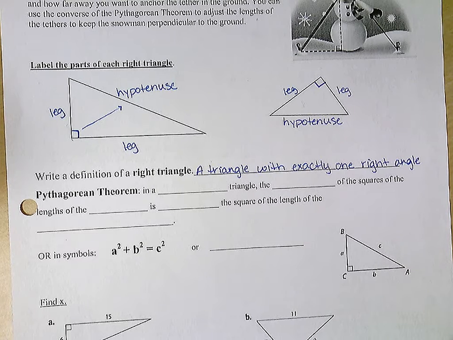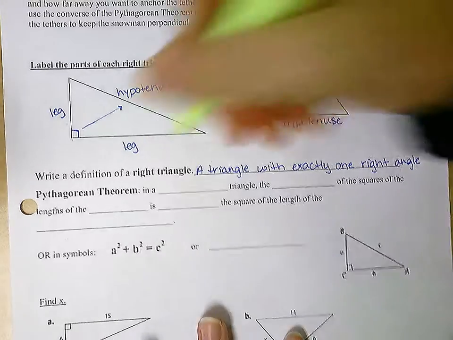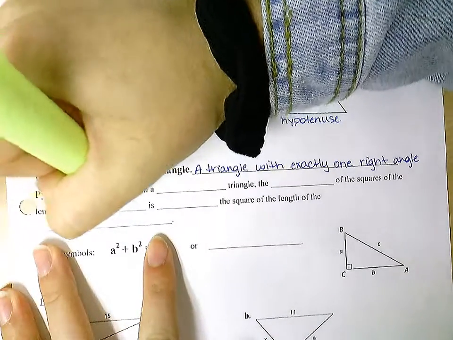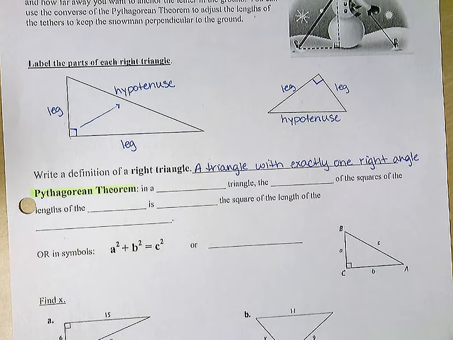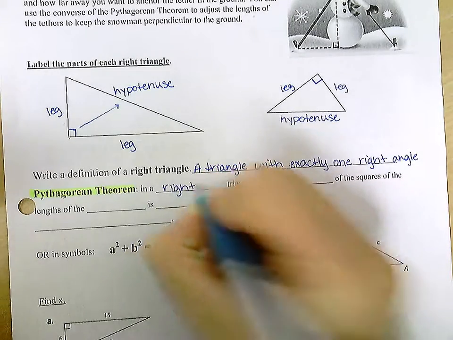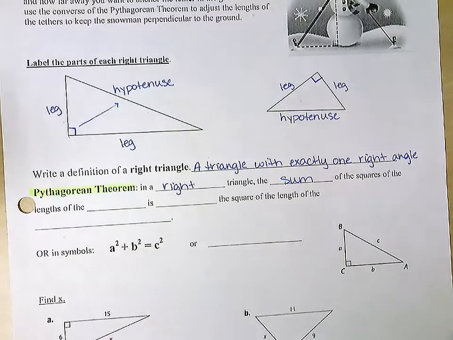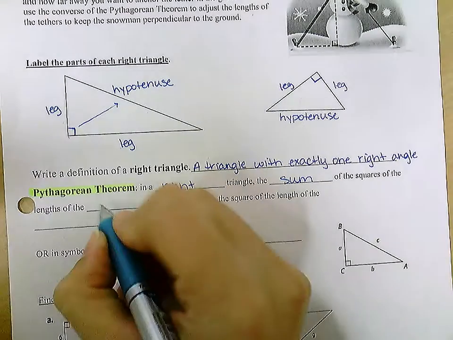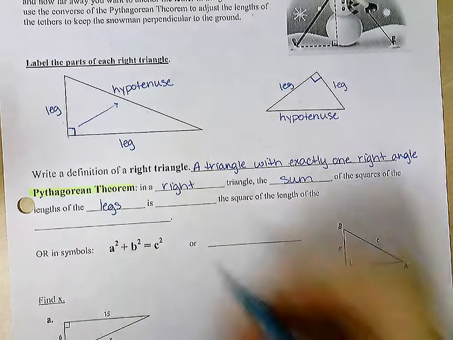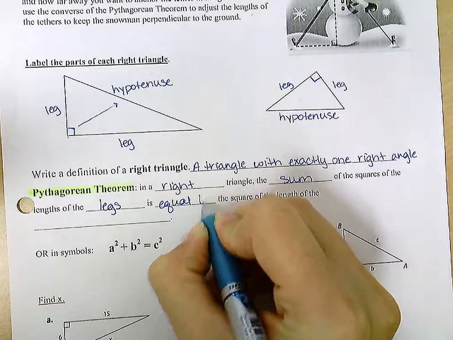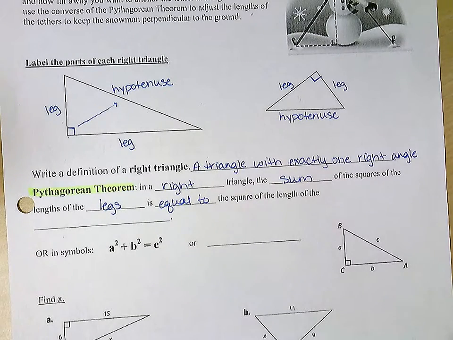So then, the Pythagorean theorem. I am going to highlight that. We are using the Pythagorean theorem today. The definition: it has to be in a right triangle. So you must have a right triangle in order to use this. In a right triangle, the sum of the squares of the lengths of the legs is equal to the square of the length of the hypotenuse.